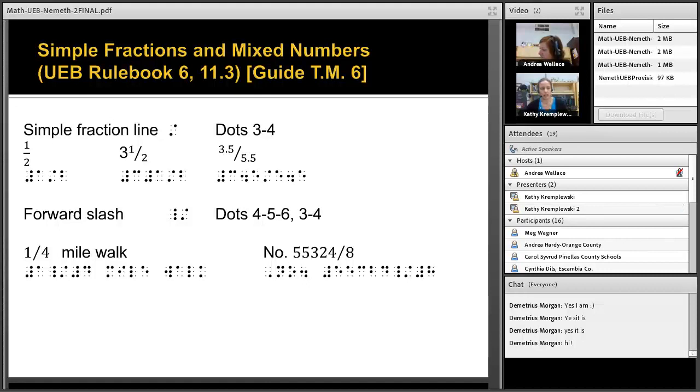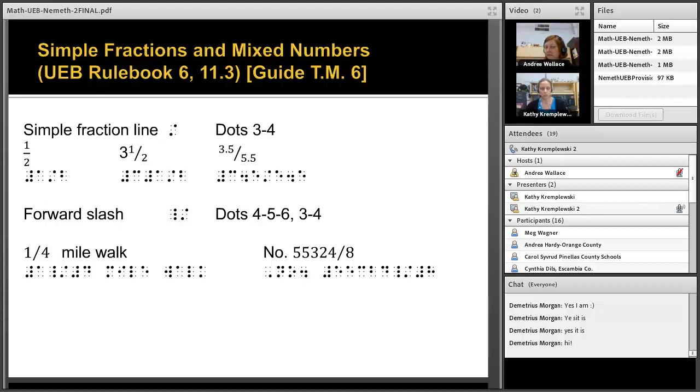So if you look at that 1/4 mile walk, the 1 and the 4 are both touching the same line. One's not over the other, and so you've got that slash. That's when you use the forward slash. And forward slash does cancel numeric mode.